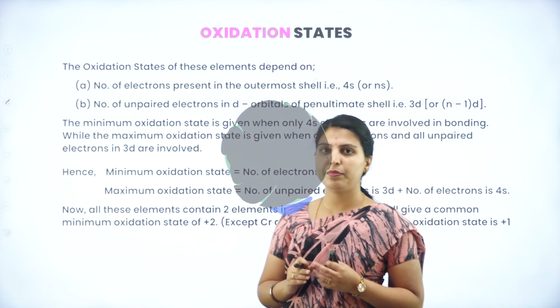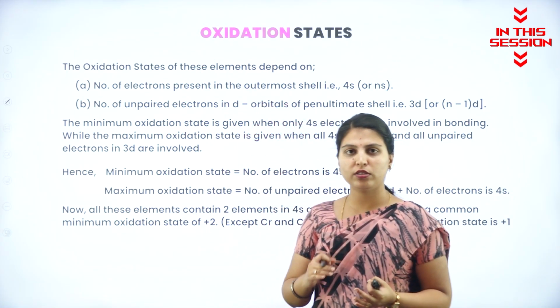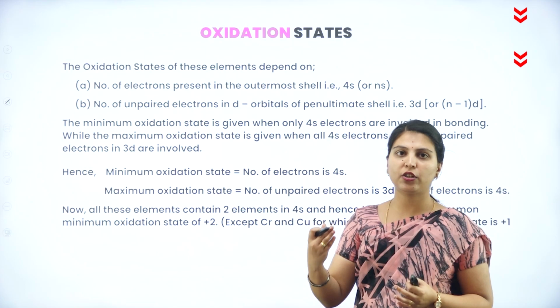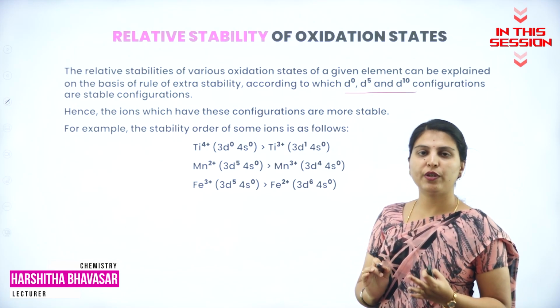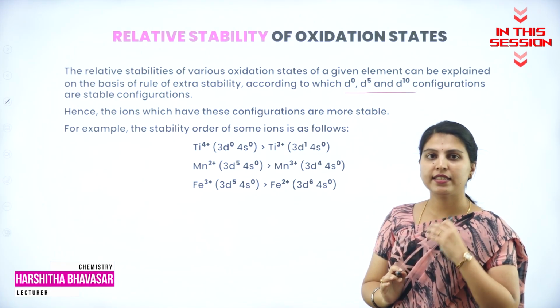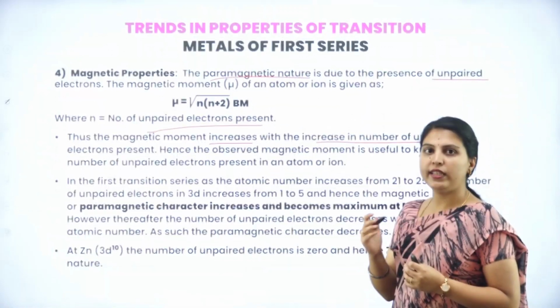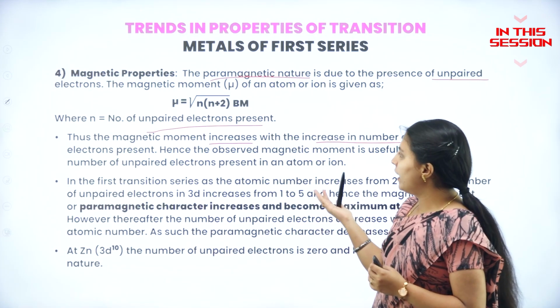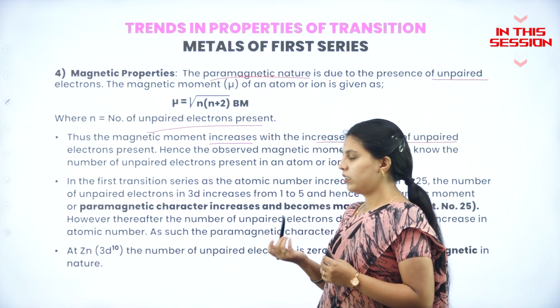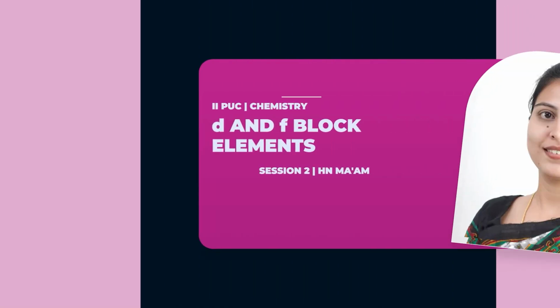The oxidation states mainly depend on the number of electrons in the outermost shell or the number of electrons in the penultimate shell. D0, half-filled or completely filled electronic configurations will have the highest stability in their order. When the n increases, n being the number of unpaired electrons, the magnetic moment will usually increase.